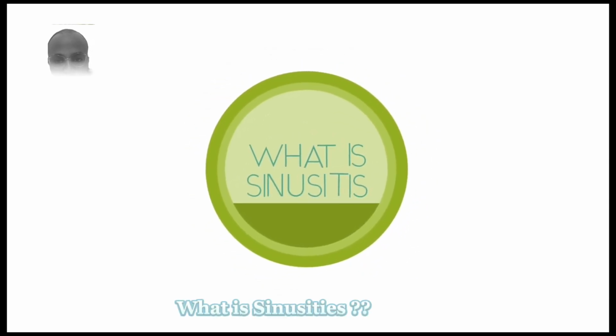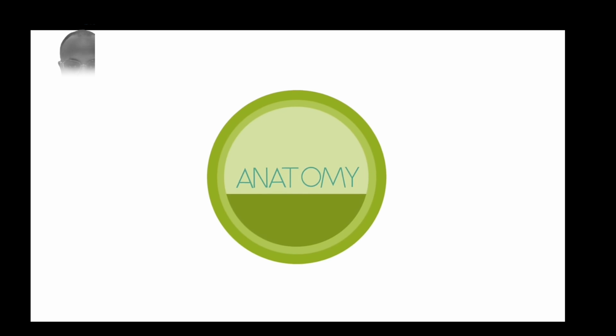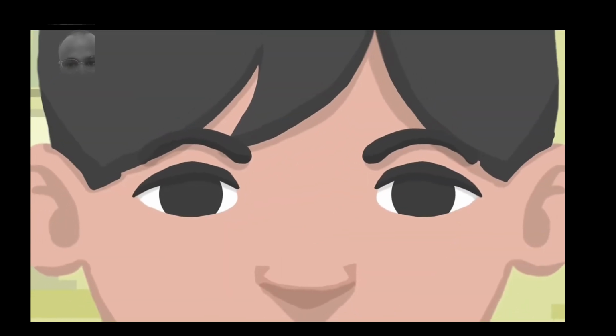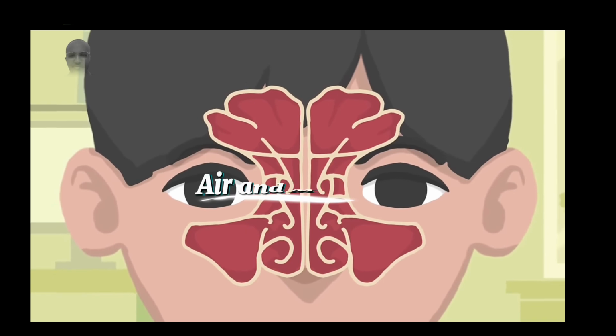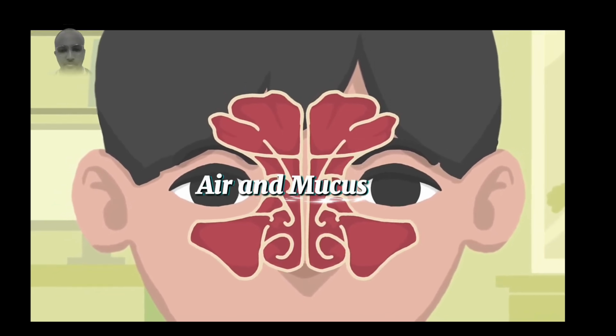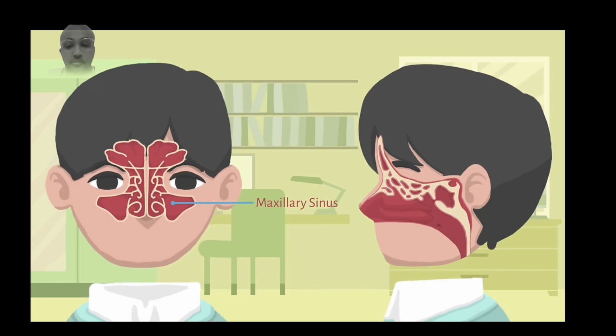Hello, what is sinusitis? Before we discuss inflammation of the sinus, let's review the anatomy of the sinus. We have four types of sinus found within the bones. They are empty cavities filled with air and mucus. The largest sinus is the maxillary sinus, found within the maxillary bone.